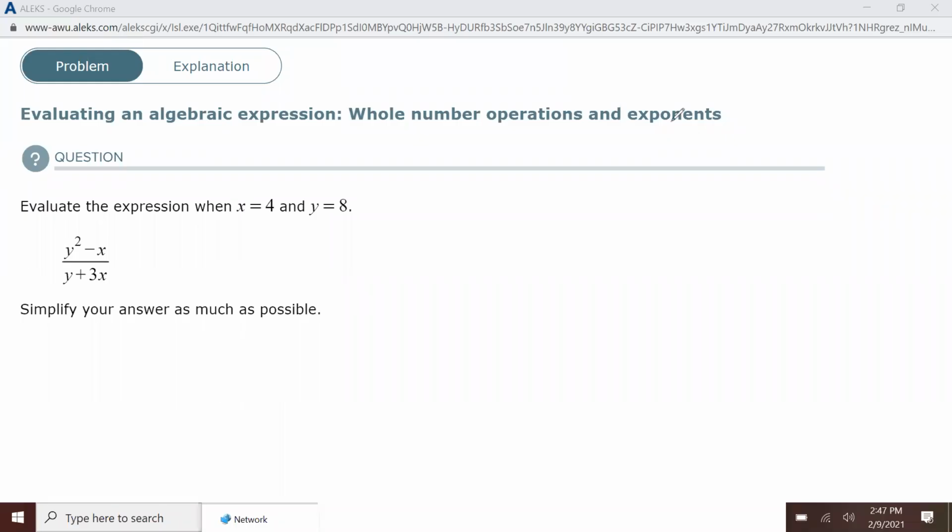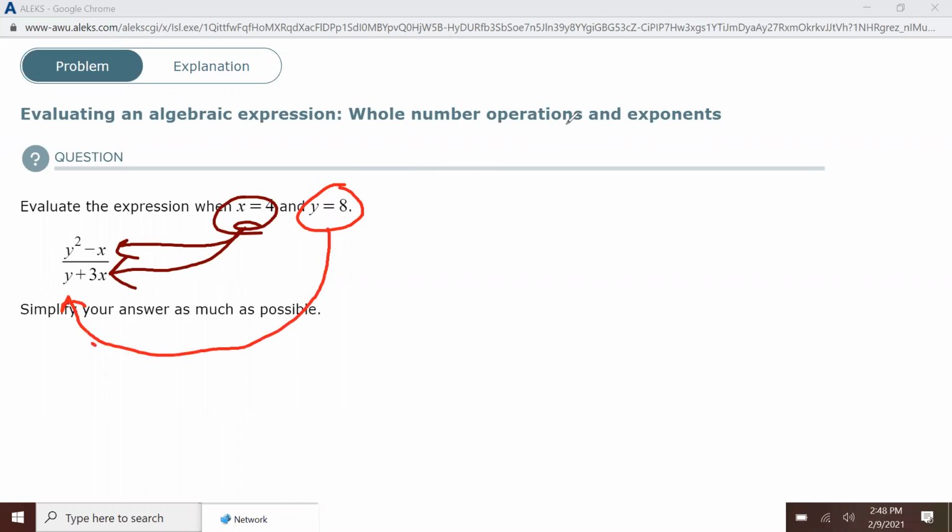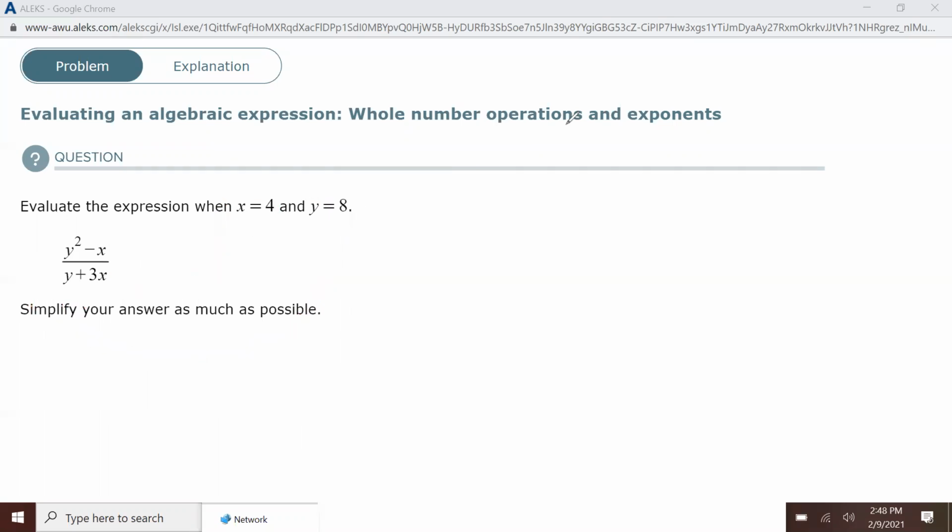Let's see how to do this kind of problem. So what we will do is plug that number in for all of the x's, and then we will plug in this number for each of the y's. And then we'll just evaluate the expression. So here's how it goes.